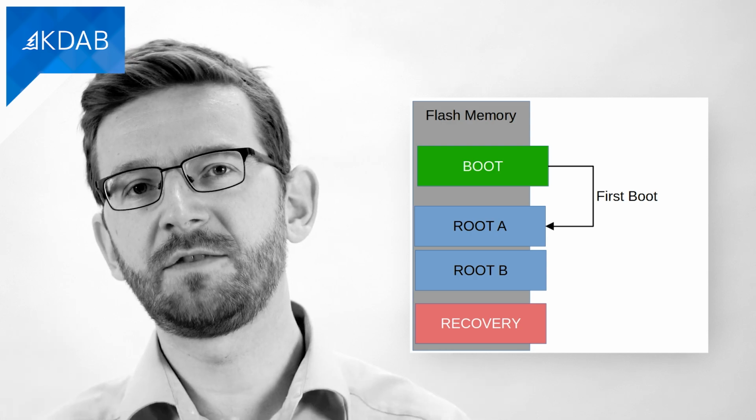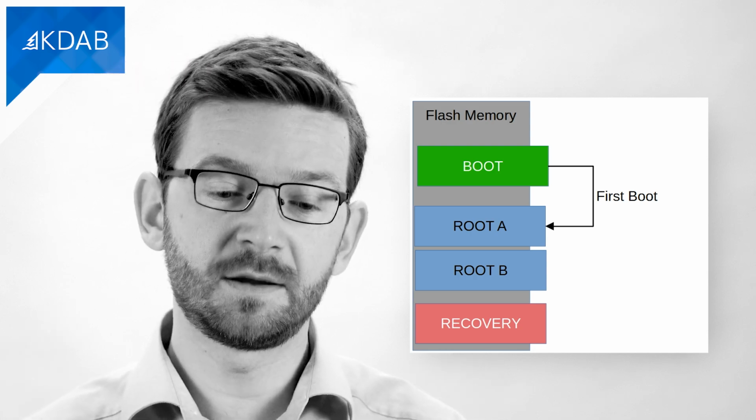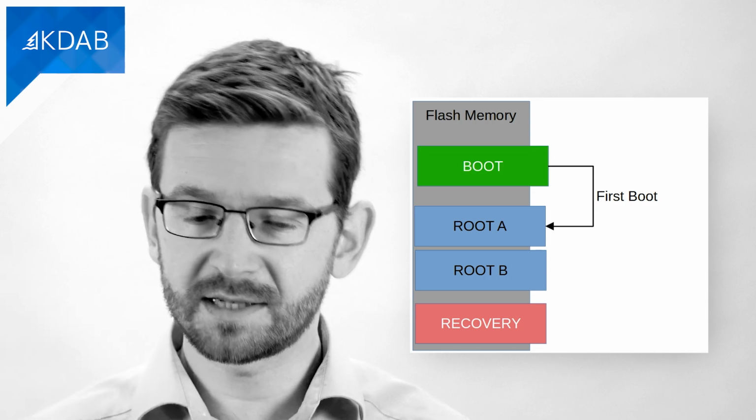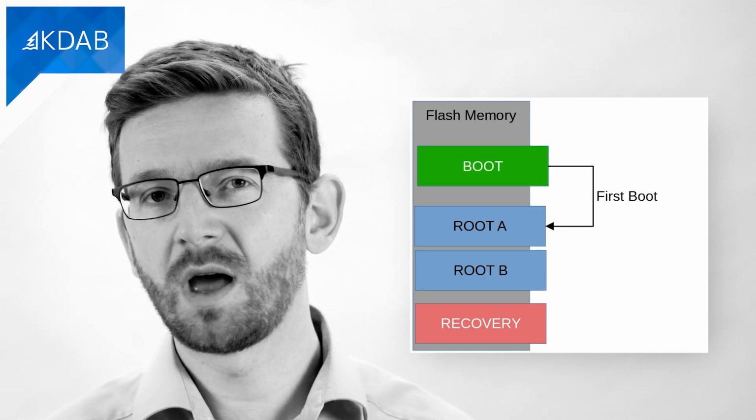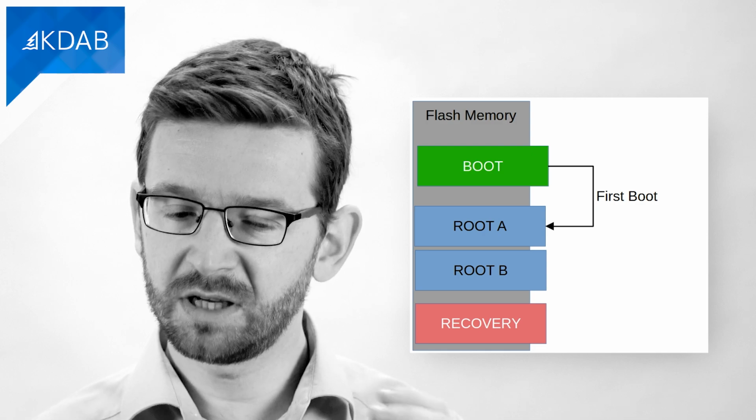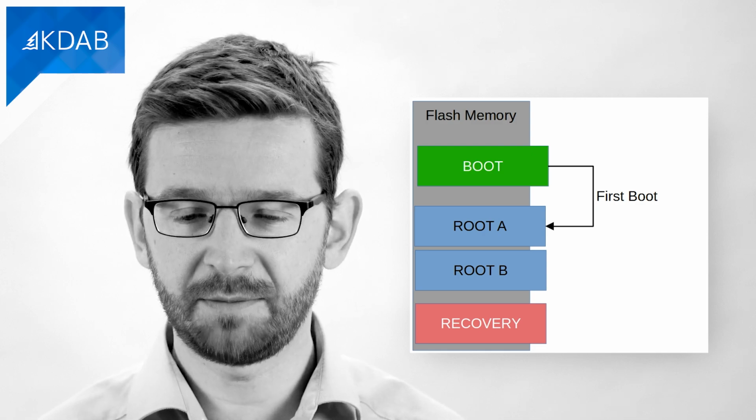So when we produce the device for the first time, we set the boot partition such that it always starts from the A partition. So our application just normally is in the A partition and starts from the A partition.